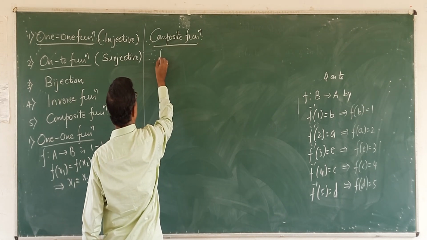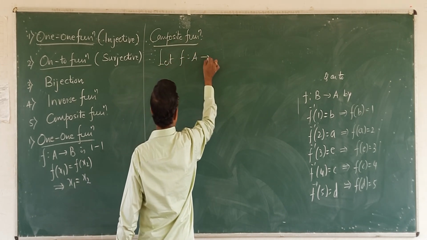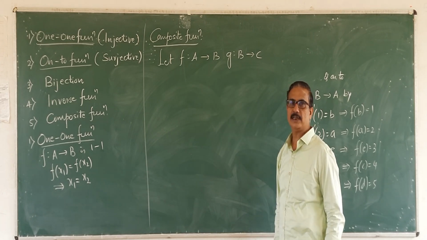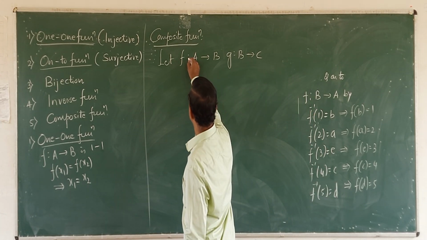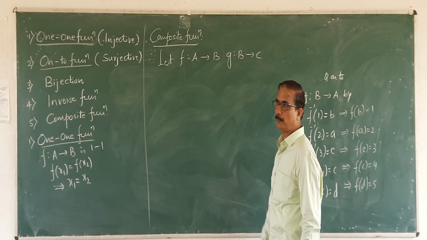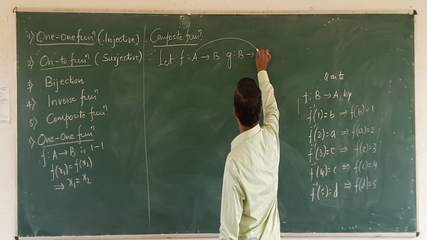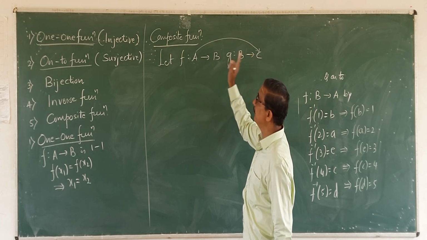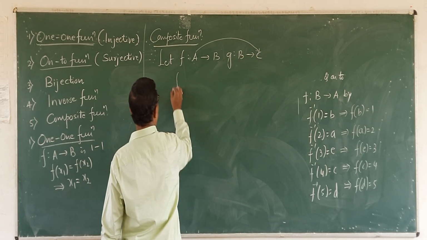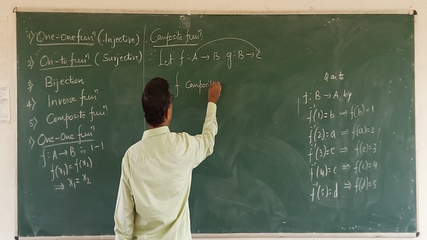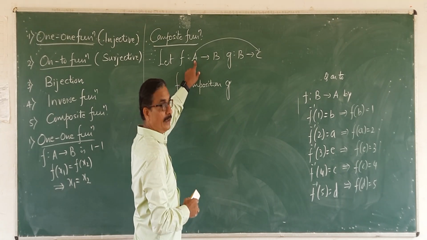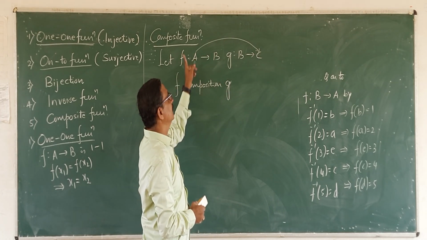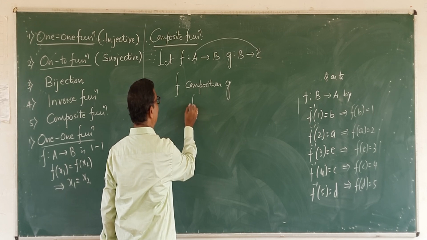Remember that f is a function from A to B and g is a function from B to C. Consider two functions, namely f and g. Then, just like a transitive relation, (a,b), (b,c), then A to C: the function from A to C is called f composition g, and it is denoted like this.